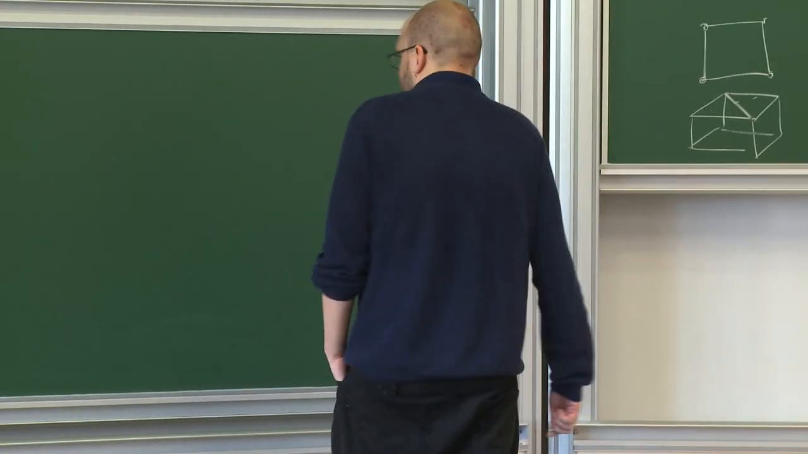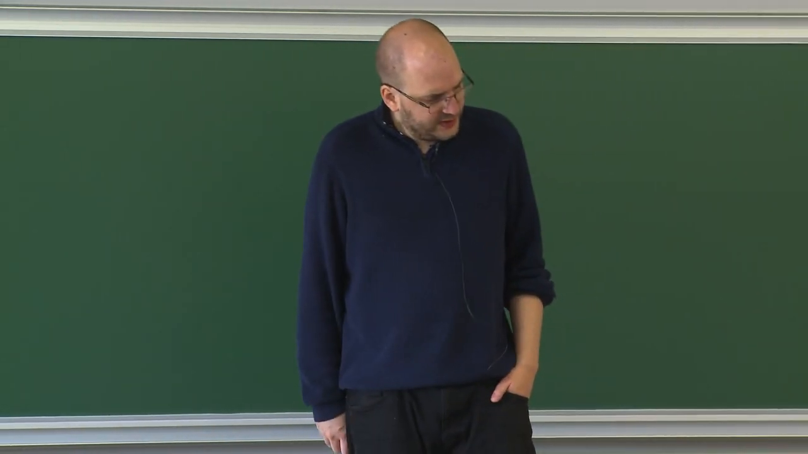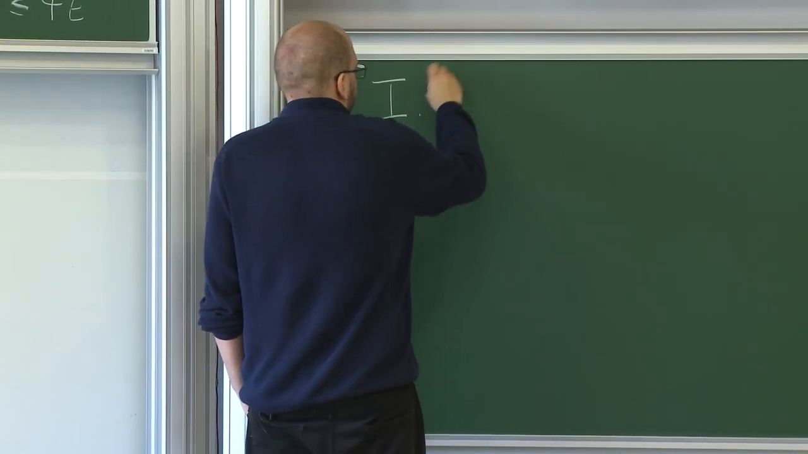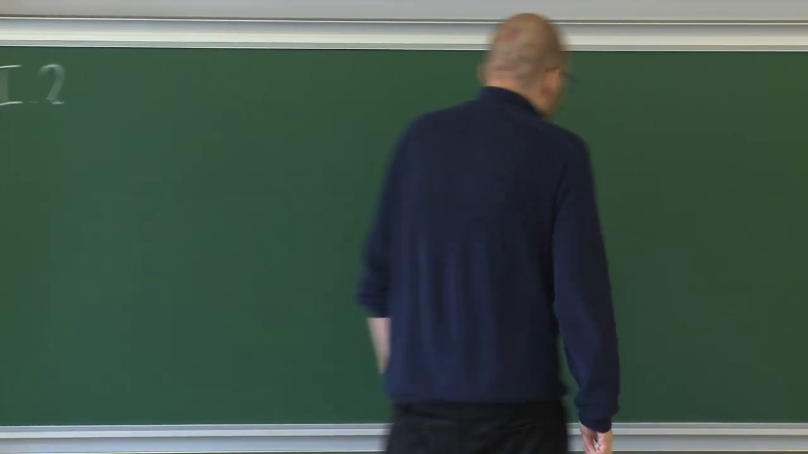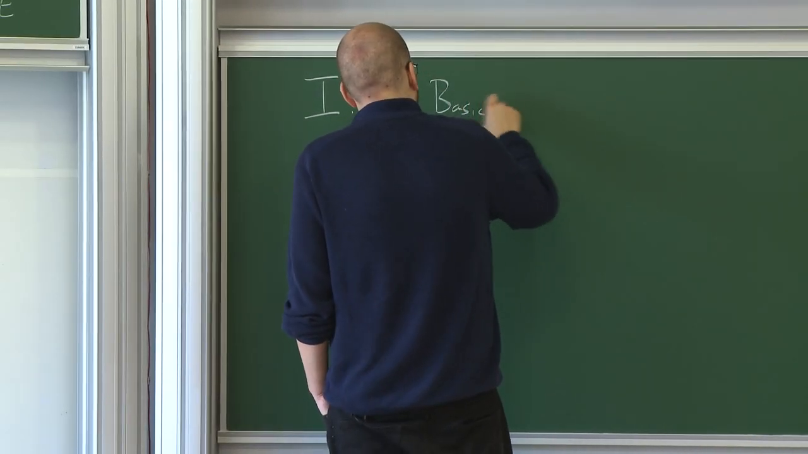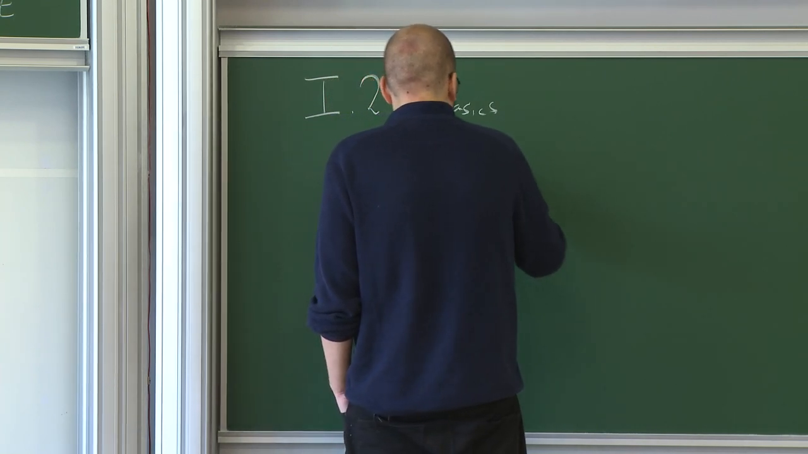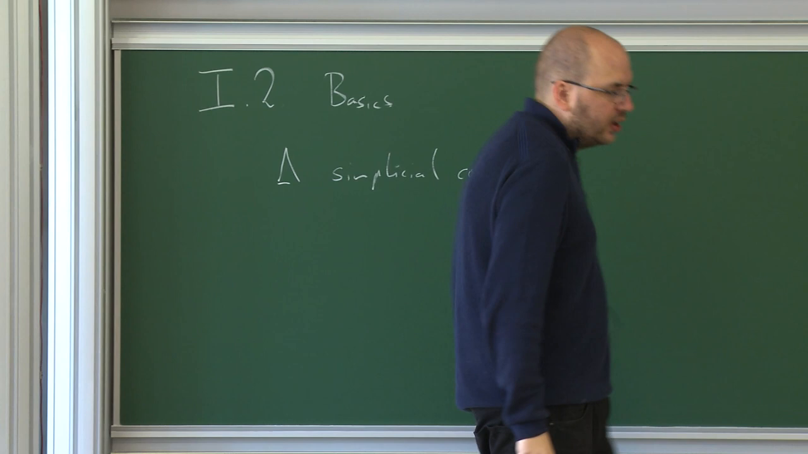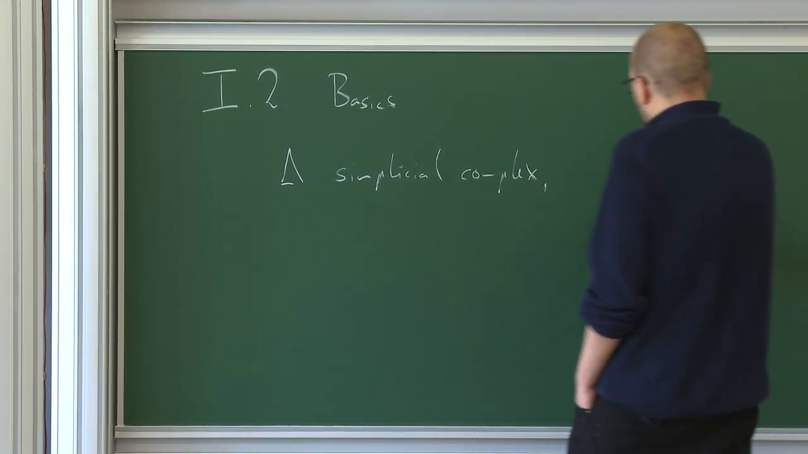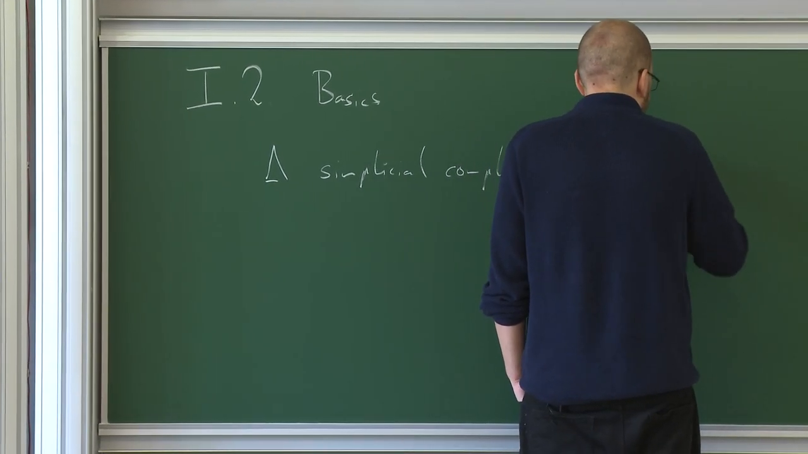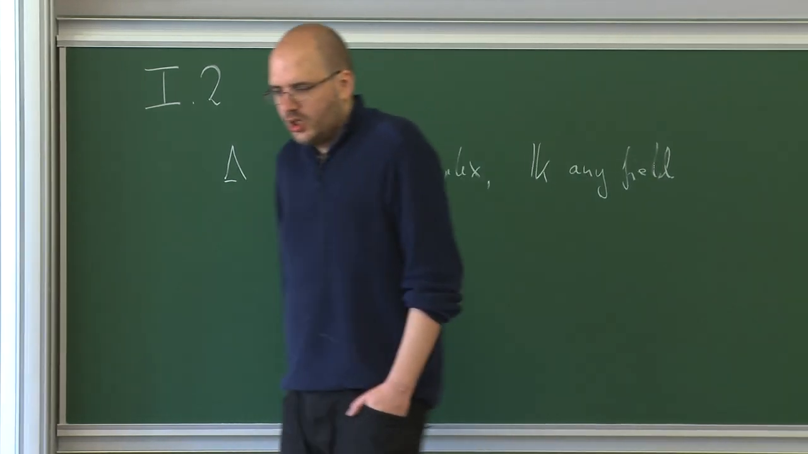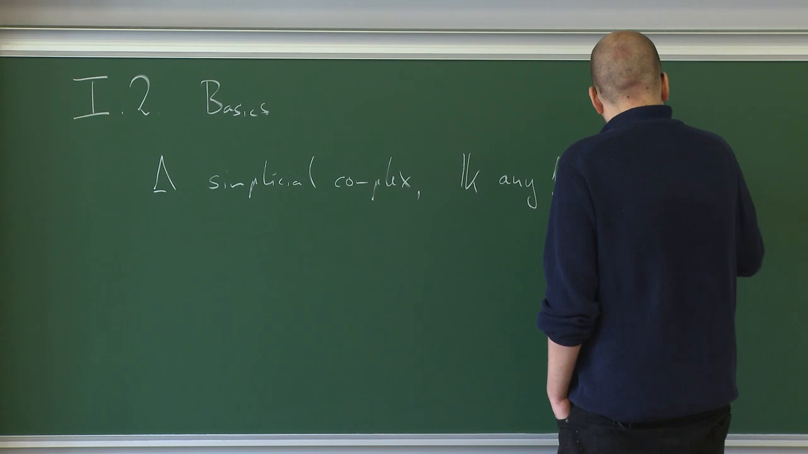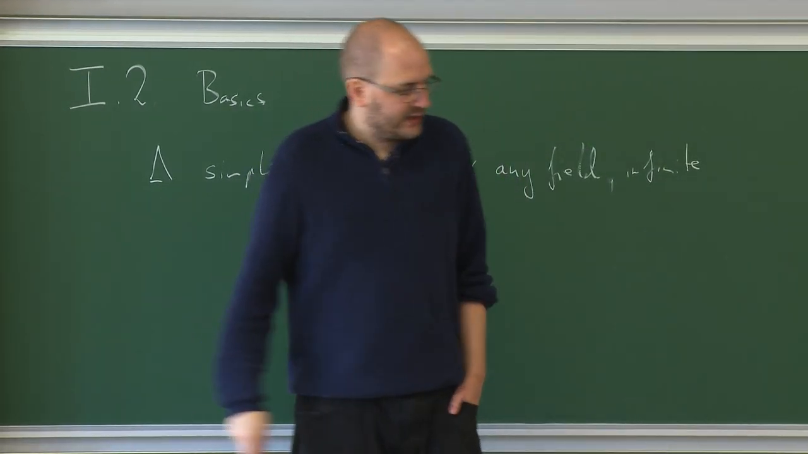Over the course of the lecture, we will consider several rings and several algebraic objects. But I will start with the most basic one, that in some way is related to all of them. So these are now basics. I start with a simplicial complex Delta, and I consider K any field. For convenience and simplicity later, let me assume that it's infinite, so that things like normalization work.